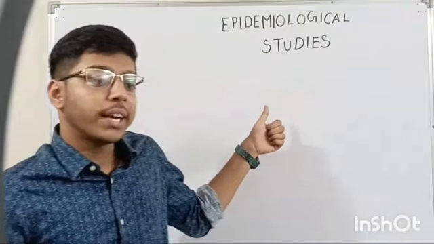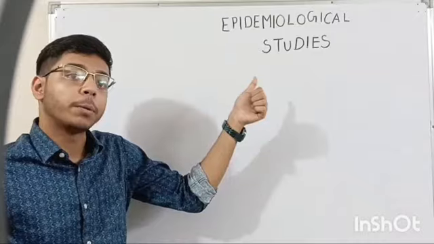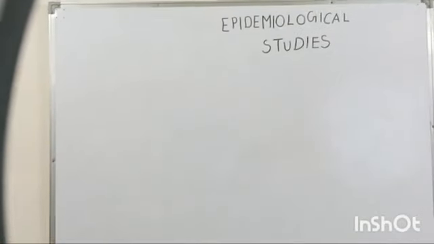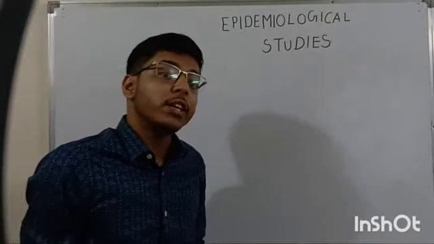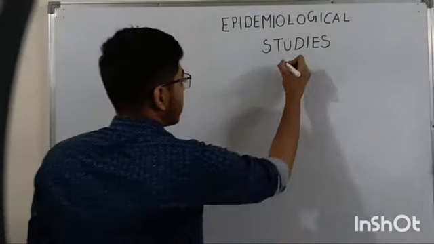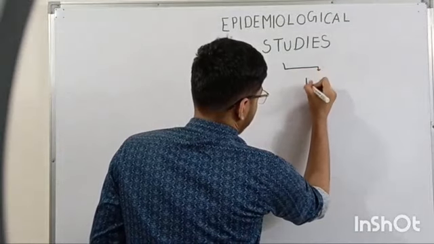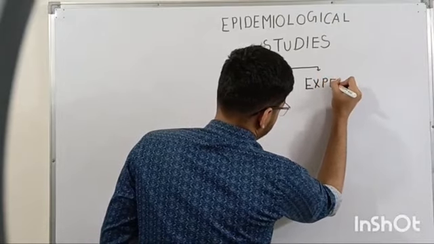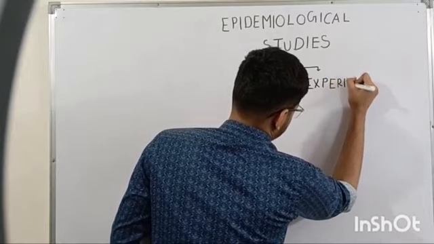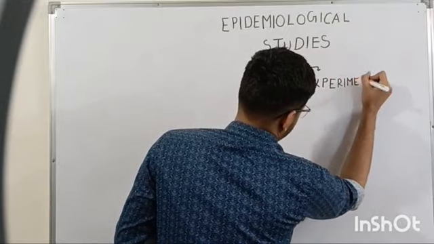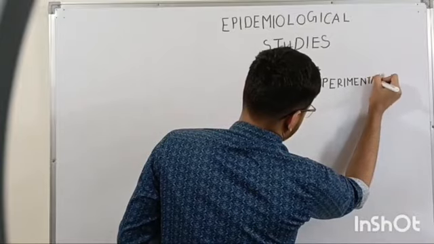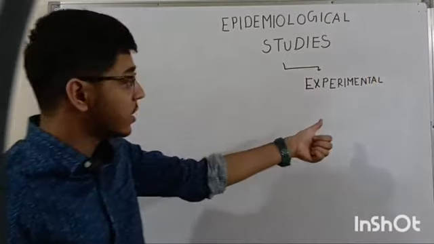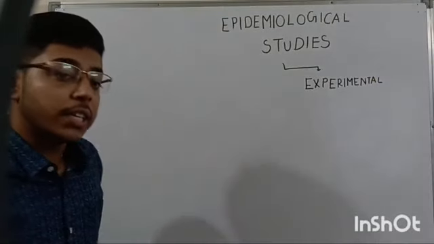First we have to understand the basics, what the types of epidemiological studies are. So, epidemiological studies can be broadly classified into two broad terms. The first, experimental type of studies and the second, observational type of studies.